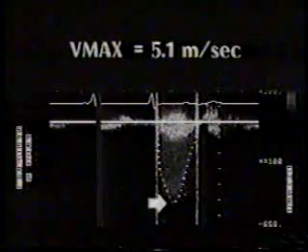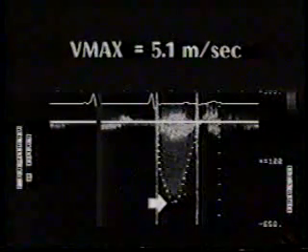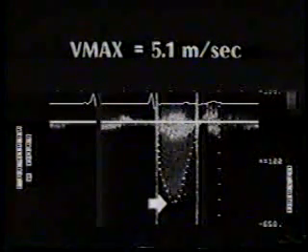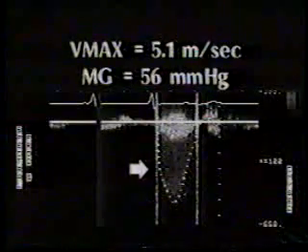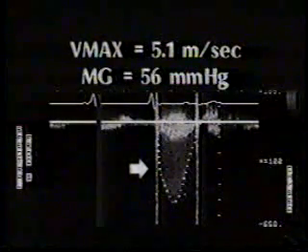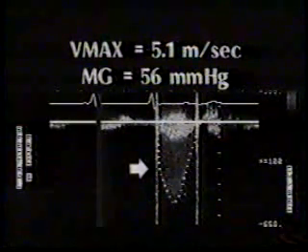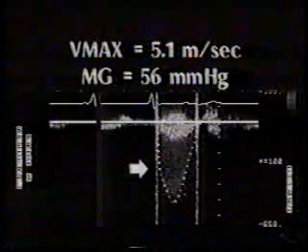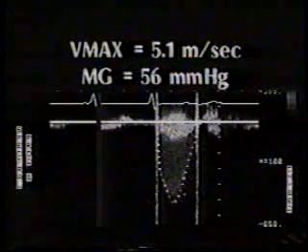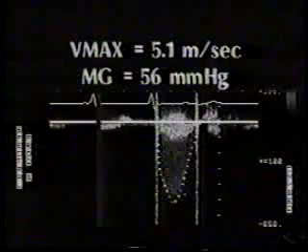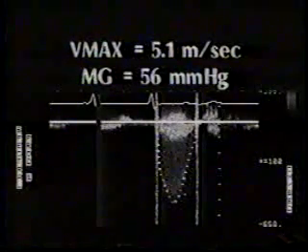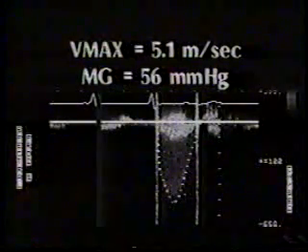The maximum Doppler velocity spectrum was obtained with a transducer in the apical position. The maximum velocity across the aortic prosthesis was 5.1 meters per second, and the mean gradient was 56 millimeters of mercury, both of which are significantly increased for a 21 millimeter Bjork-Schiley prosthesis. At surgery, pannus ingrowth on the undersurface was found to significantly obstruct the prosthesis.